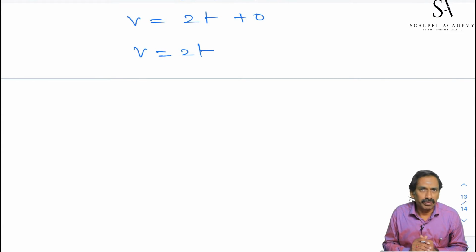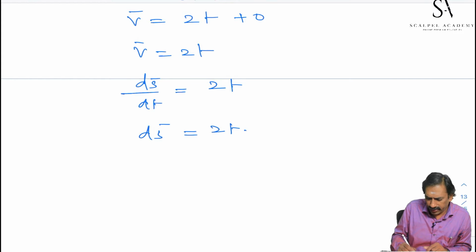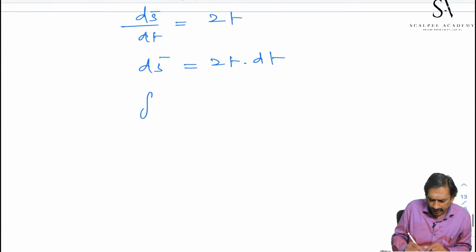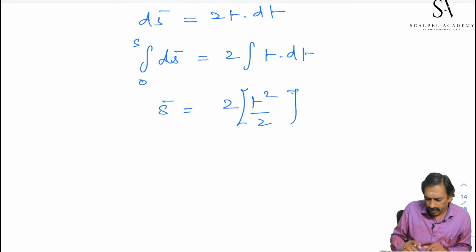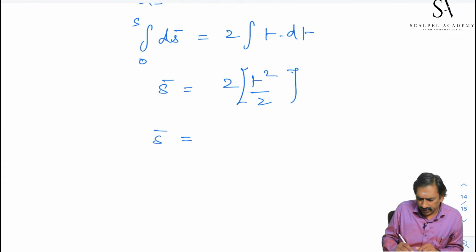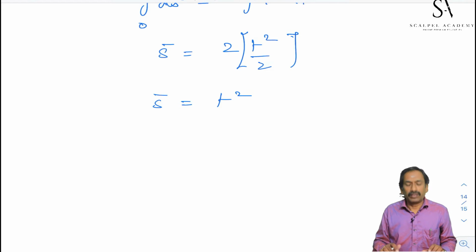Initial velocity u is 0. So velocity can be written as ds vector by dt, that is equal to 2t. ds vector is equal to 2t dt. Integral of ds vector is equal to 2 integral of t dt. From 0 to s, that is s vector, equal to 2 into t square by 2. So s vector is equal to t square. This is the displacement vector.